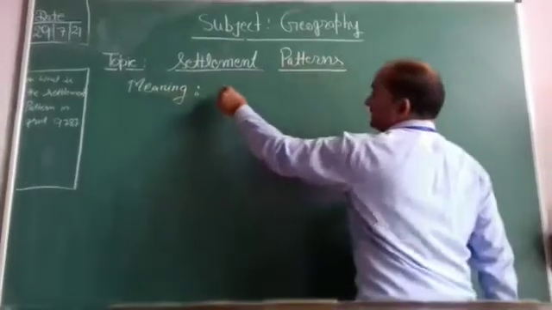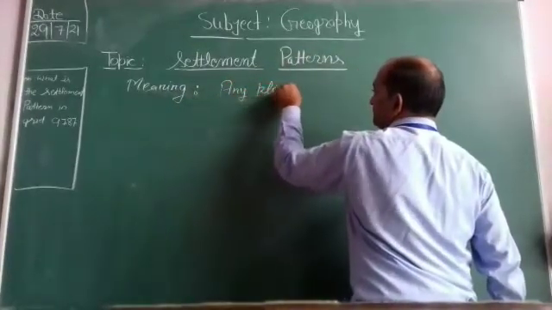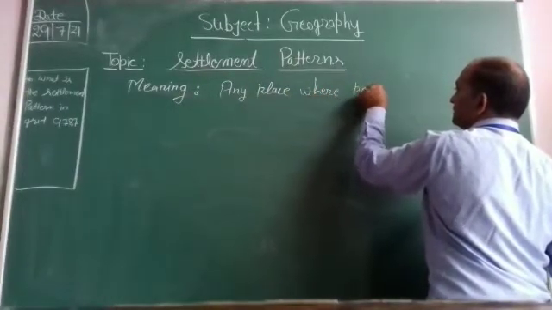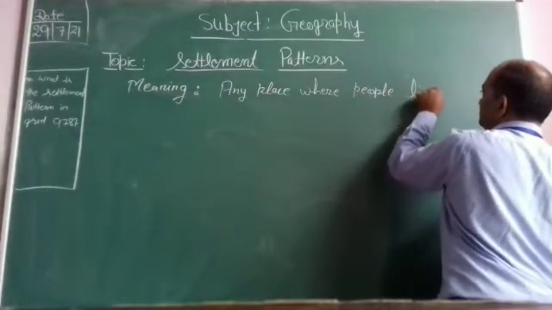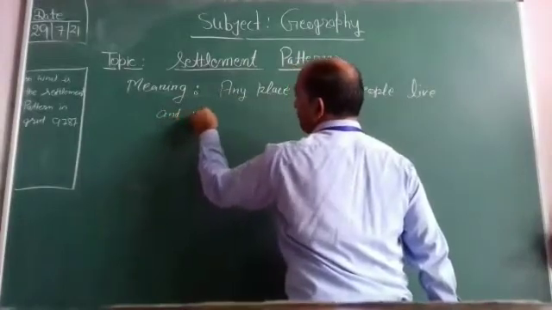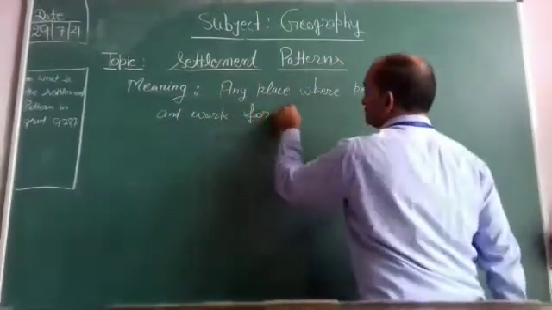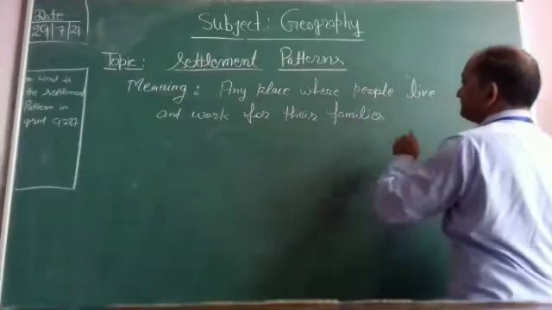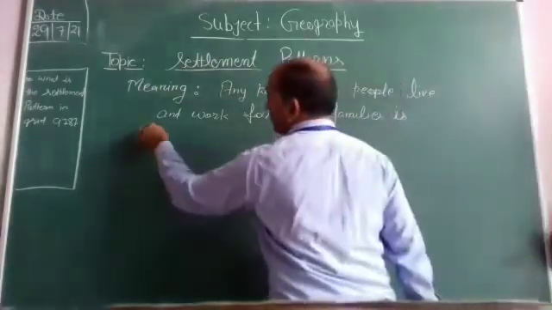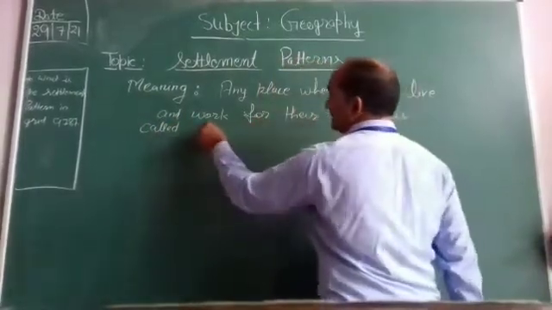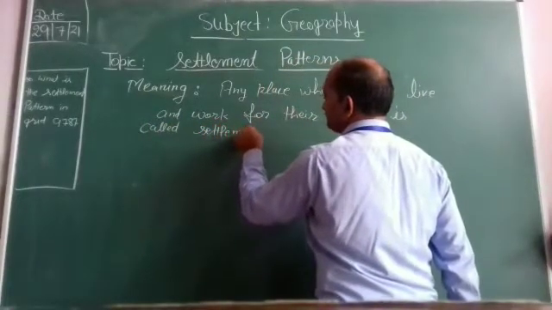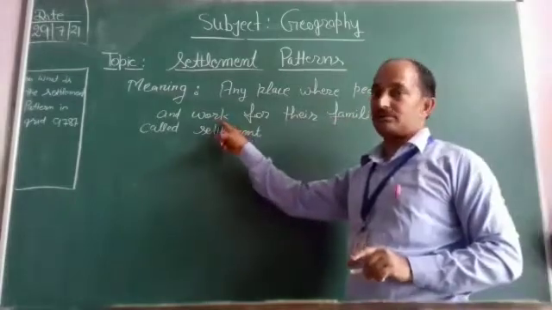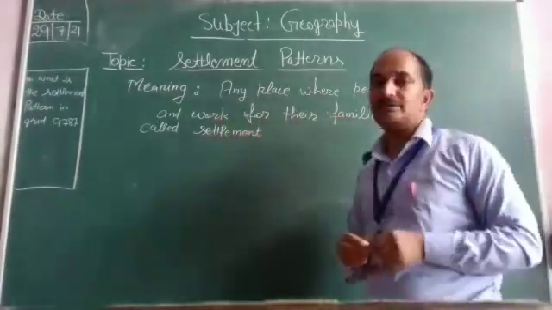Meaning, any place where people live and work for their families is called a settlement. So this is the definition. Any place where people live and work for their families is called a settlement.